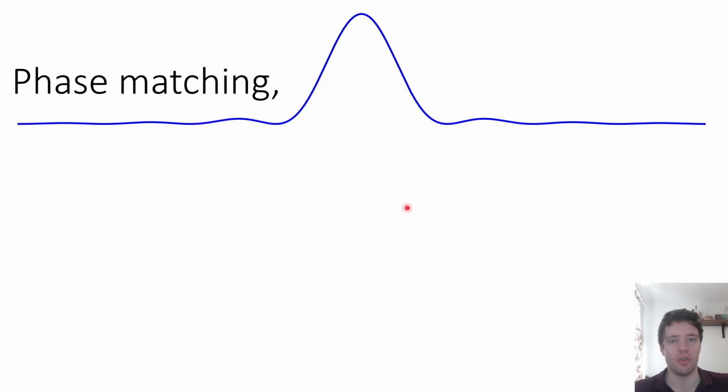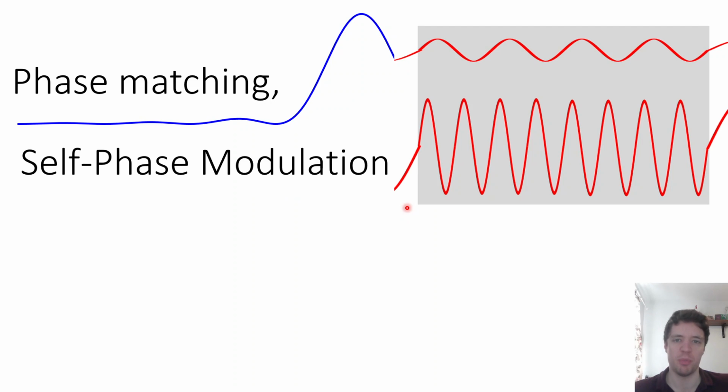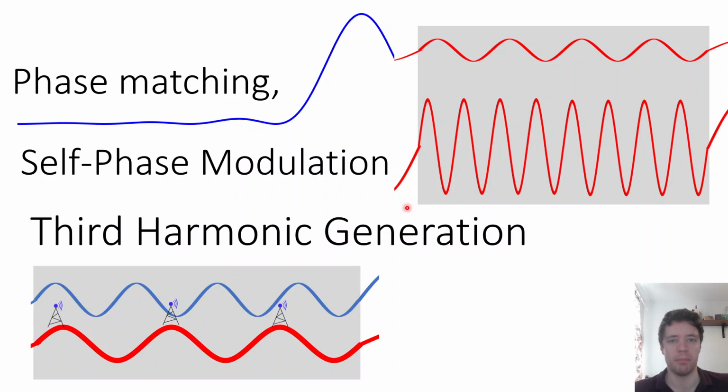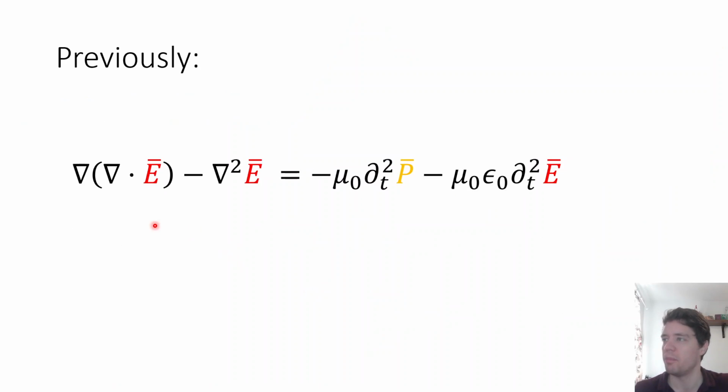Welcome to this video where I'm going to explain phase matching, self-phase modulation, and third-harmonic generation. By the end of this video, you should hopefully have an intuitive picture of why this condition needs to be satisfied if you want to take light at one frequency and generate light at 3 times that frequency using the chi3 nonlinearity. So let's get started.